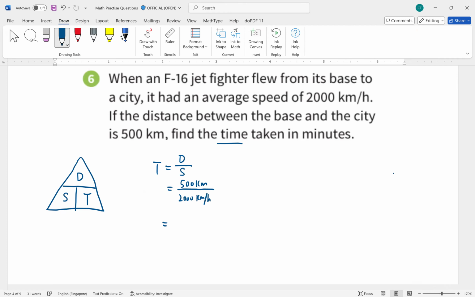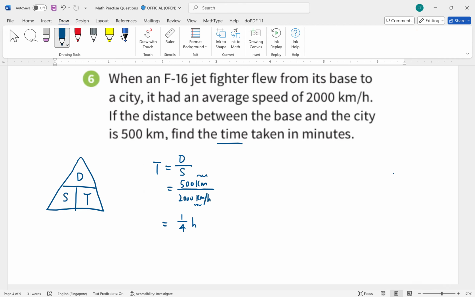So one thing to note before you proceed with any calculation, right? You must ask yourself, is this unit the same for the distance? Same as this one. So this one is kilometer, the bottom must be kilometer. If the top is meter, then the bottom must be meter, right? So 500 divided by 2000, that's actually 1/4, right? So it's actually 1/4 hours.